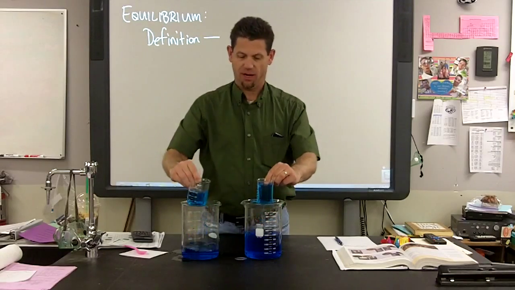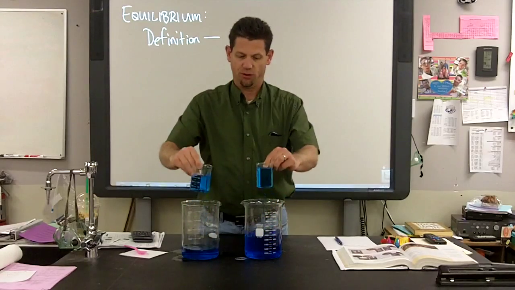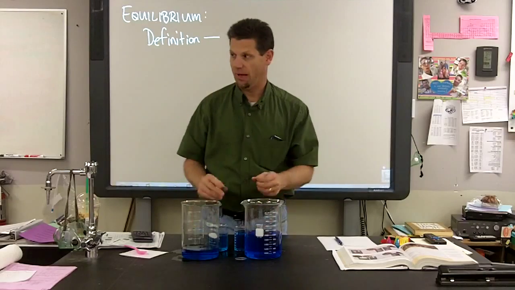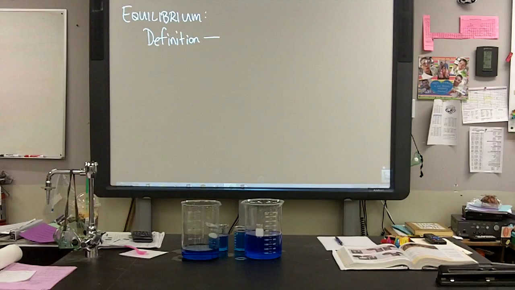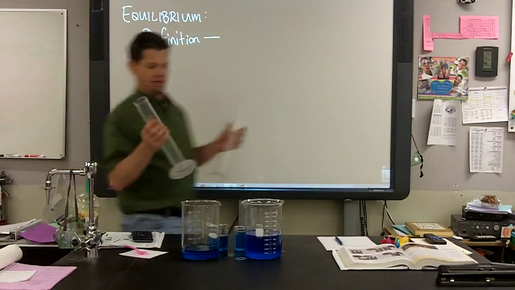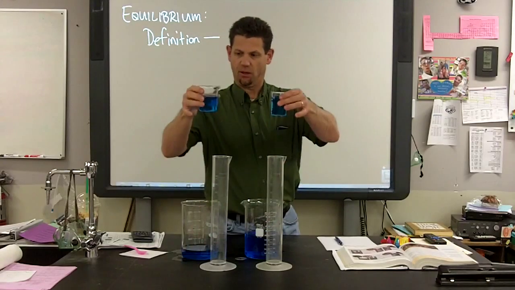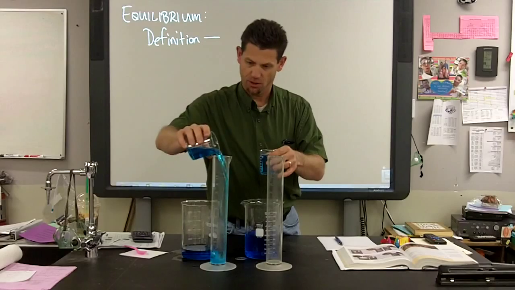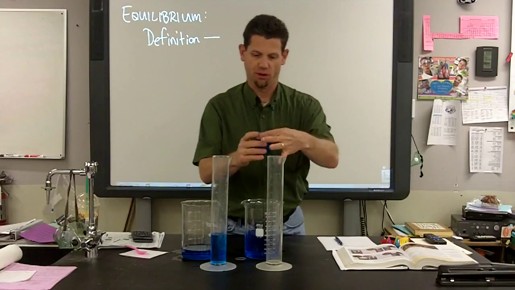Equilibrium is a state of a reaction where the forward reaction is taking place at the same rate as the reverse reaction. If we were to pause here for a minute and I were to go get two graduated cylinders, and of course they don't have the right size, we will see that these are very, very close to being the same volume. In the big beaker, it should be pretty close to 150 milliliters. And in the second one, it should be pretty close to 150 milliliters.